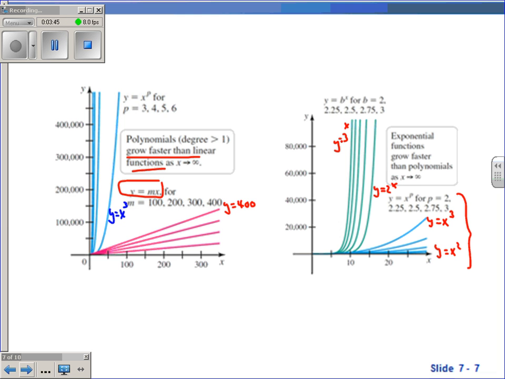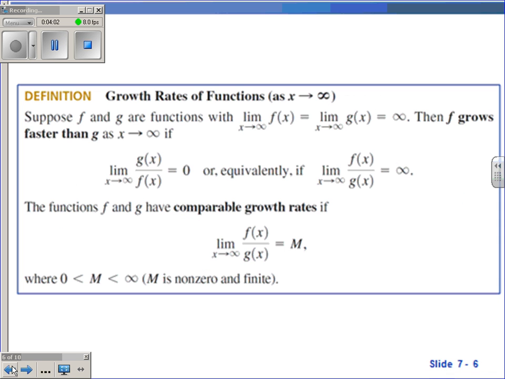So since our polynomials grow faster than our linear functions, and our polynomials grow slower than our exponentials, we can see that obviously the exponentials are going to grow much, much faster than our linear functions. So that's the idea here, comparing the growth rates.